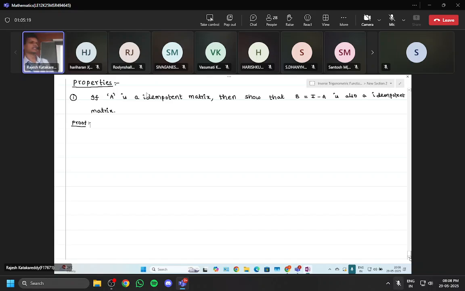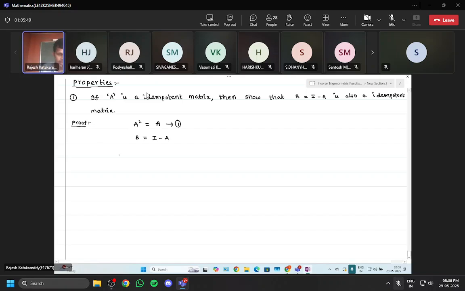Squaring on both sides. Perfect. He did it. That's why he knows. Like squaring on both sides. First of all, A is idempotent, so we can say that A square is equal to A. Name this one as 1. Given that B is equal to identity minus A, to show that B is an idempotent matrix, I need to prove that B square is equal to B.